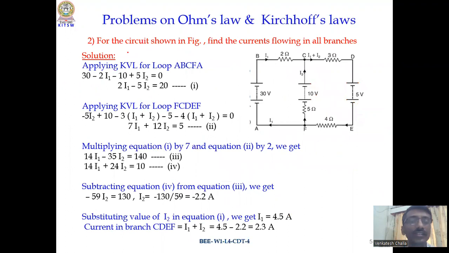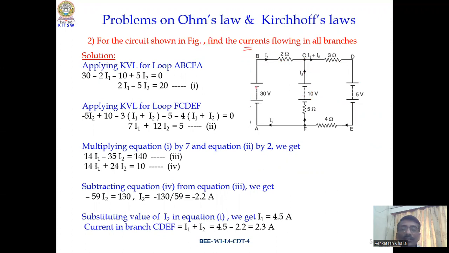So let us see another circuit. For the circuit shown in figure, find the currents flowing in all branches. Find out what is I1 in this branch, and what is I2. If you find I1 and I2, and let us say this is I3, this is nothing but I1 plus I2.